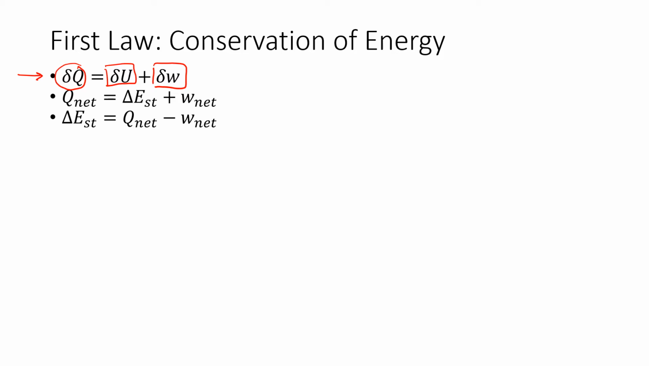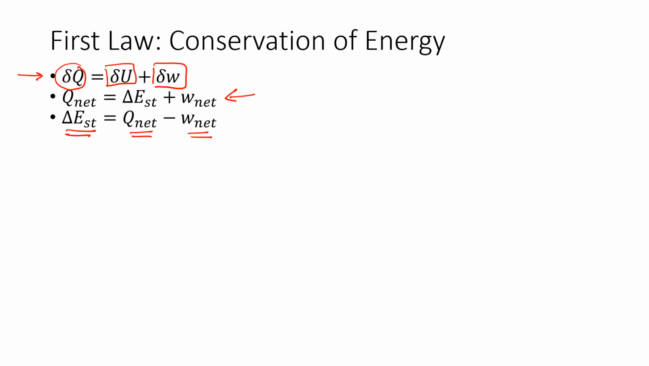So moving forward, let's rewrite this equation as Q net equals to delta E_st, which is the energy stored in the system, plus W net, which is the net work done. If we take the work on the other side and rewrite the same equation, the change in the energy stored in the system is the net energy going in or going out of the system minus the work done.